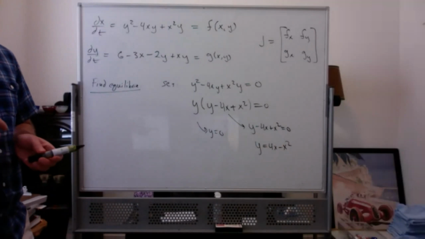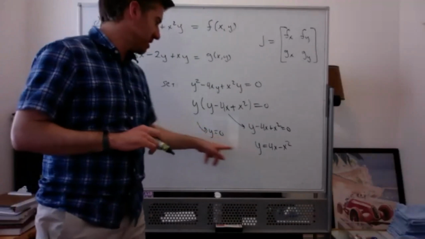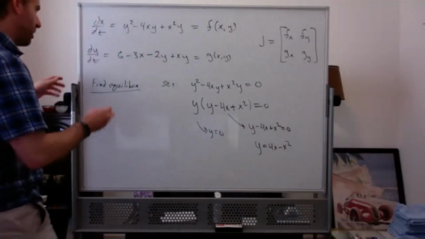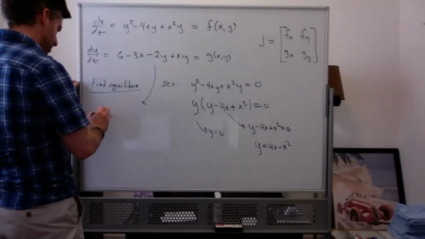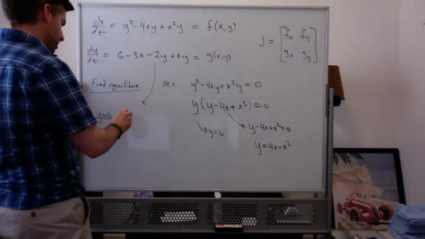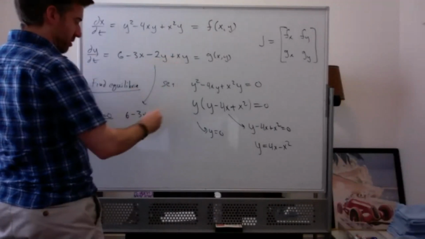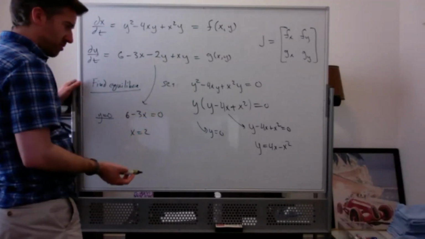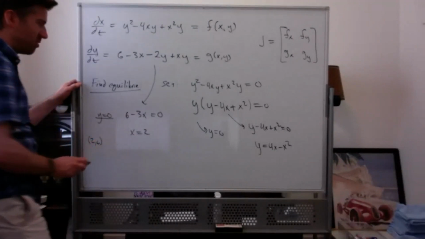Okay, so now I'm going to go into my other equation and try to substitute these things in. This seems like it might get difficult. If I plug in y equals 0, I get 6 minus 3x minus 2y plus xy equals 0, so I'm going to get x equal to 2. All right, so I've got one equilibrium at (2, 0).